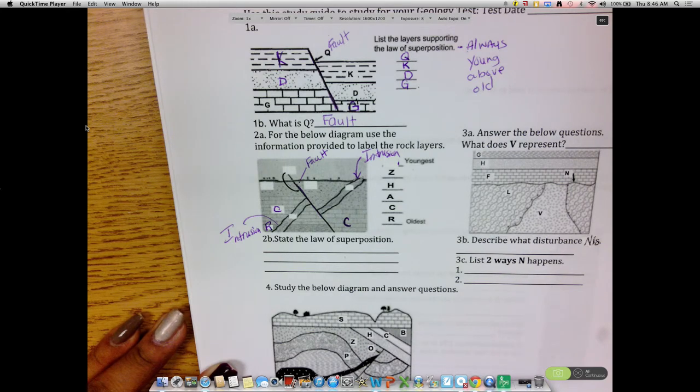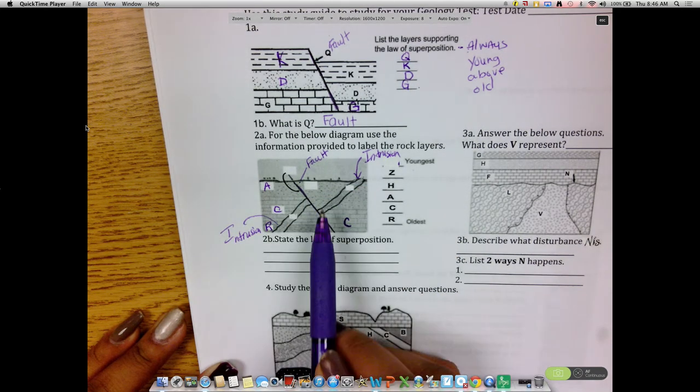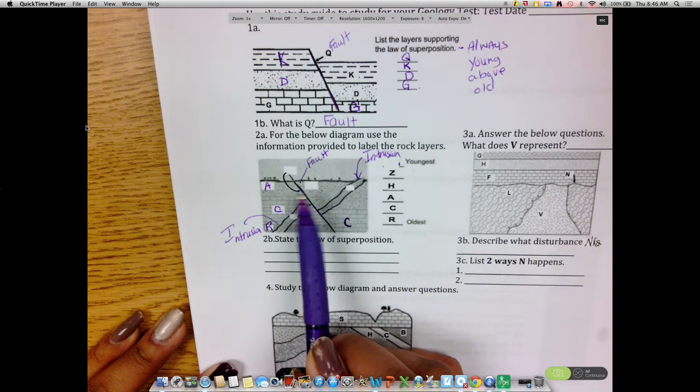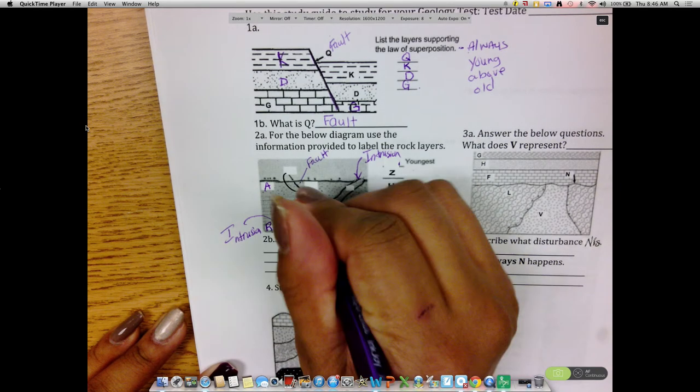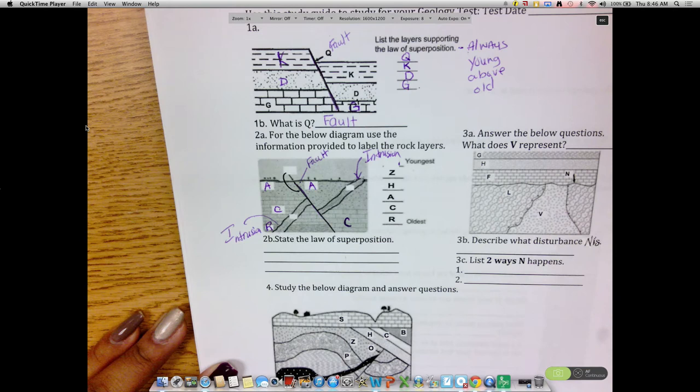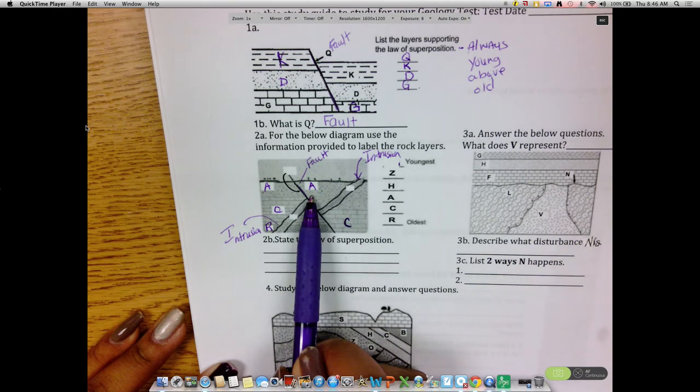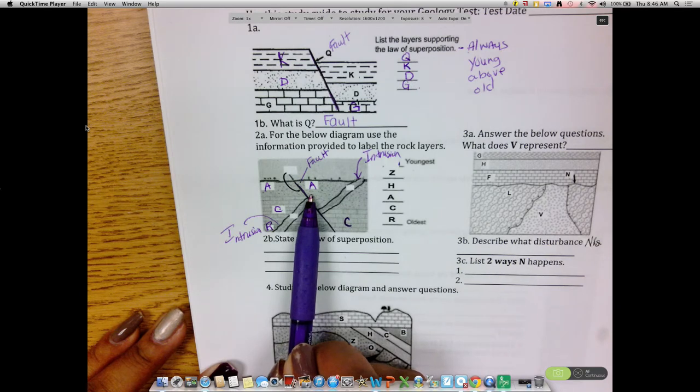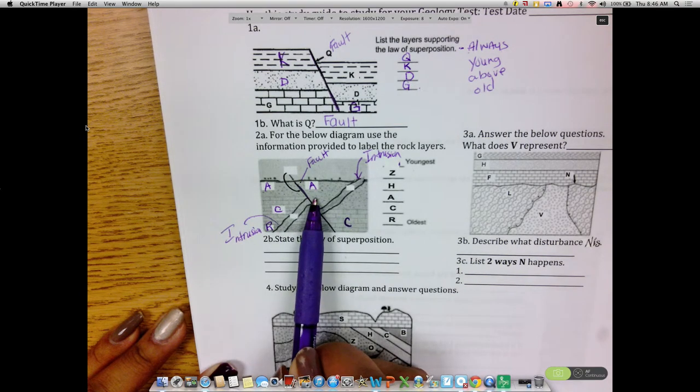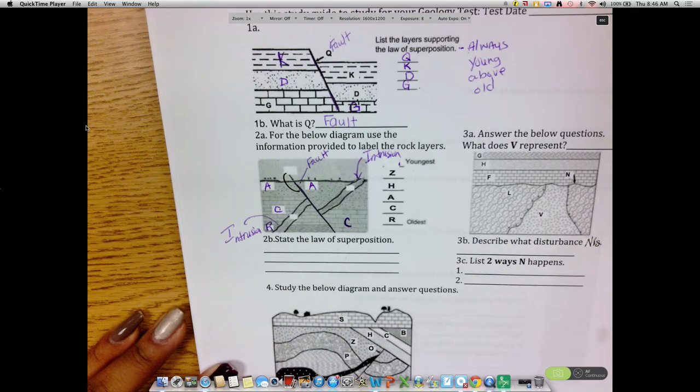Okay, Artrice wants to go up and do the next one. What would be A, Artrice? Anything else? No? Is this rock layer the same as this rock layer? So should this also be A? Which is why I tell you in the beginning to label your rocks so you identify them, so you don't think that this blank is here for another letter. It's the same as A.